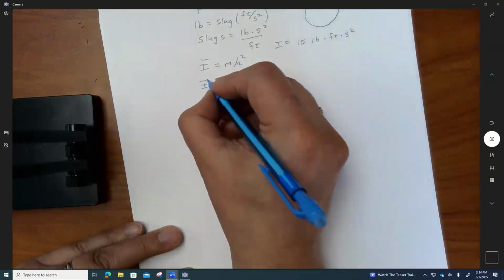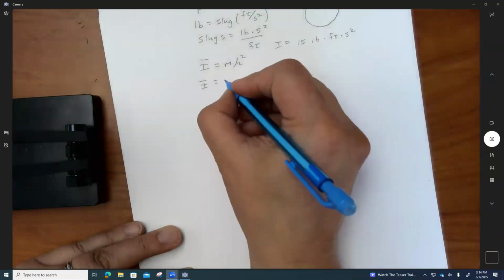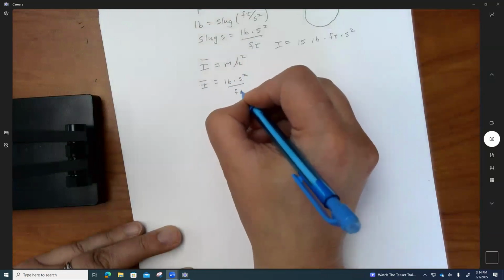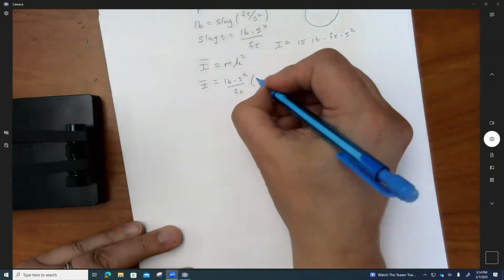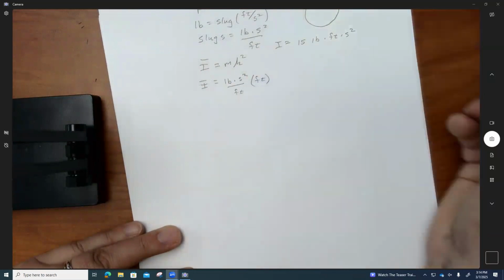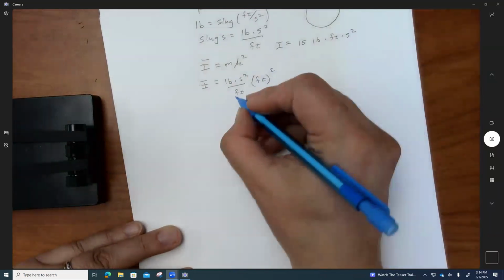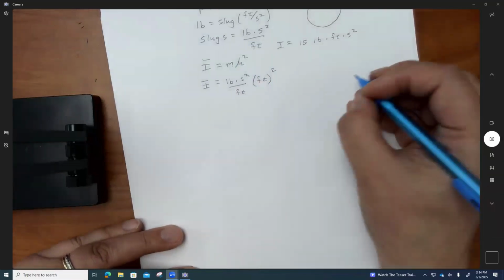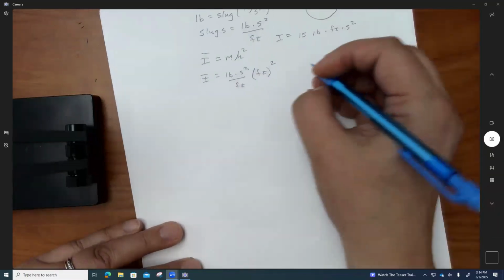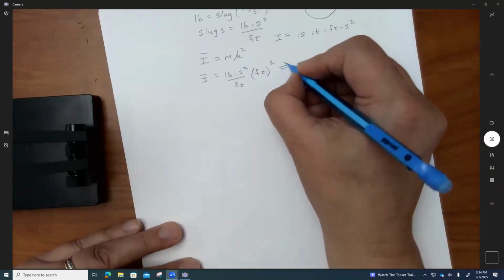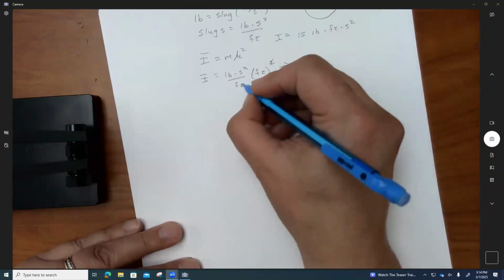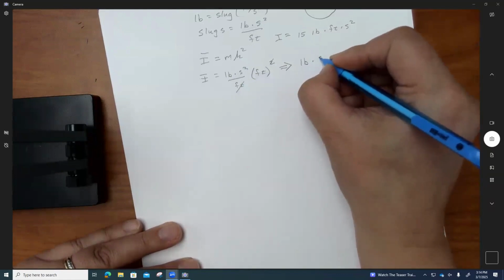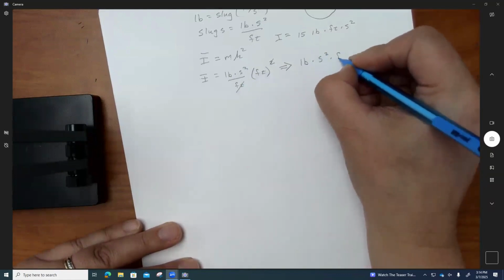In the English system, if we have slugs, which are pounds second squared divided by feet, multiplied by k, which is going to be in units of feet. If it's given to you in inches and you are working with slugs, you have to turn that into feet. And so the foot cancels out and you're left with pounds second squared and feet.